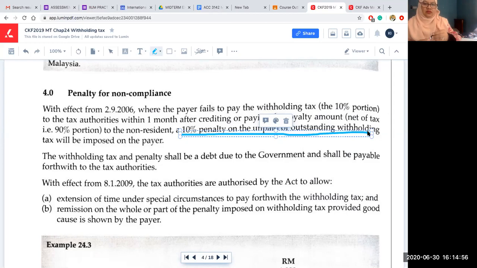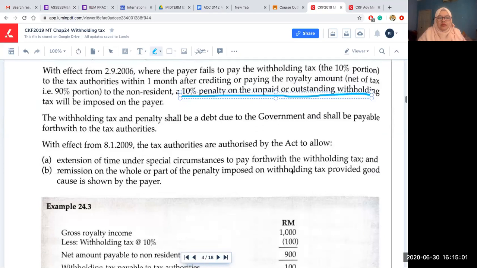Is the debt due to the government payable? Effective from 2009, the Director General is authorized by the Act to allow extension of time and, in special circumstances, to pay forthwith the withholding tax, and remission of the whole or part of the penalty imposed on withholding tax, provided good cause is shown by the payer.